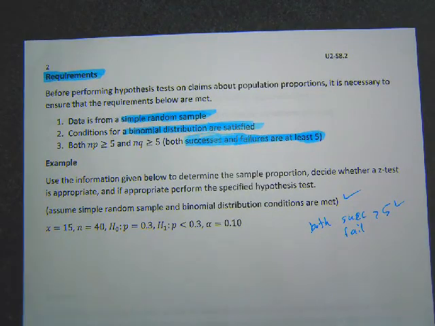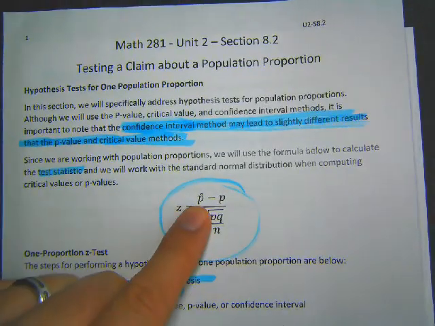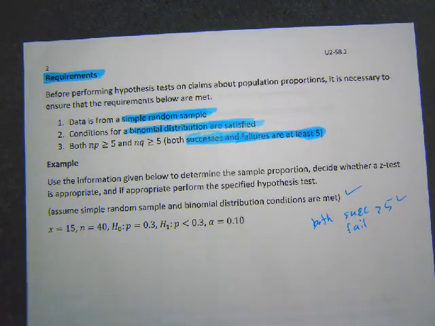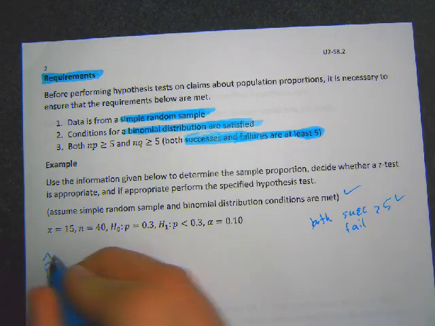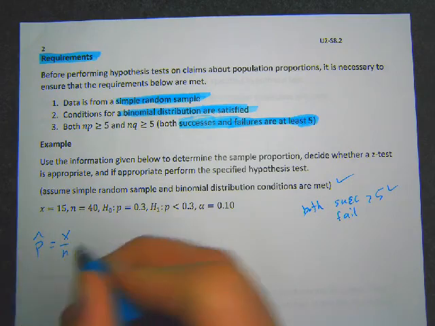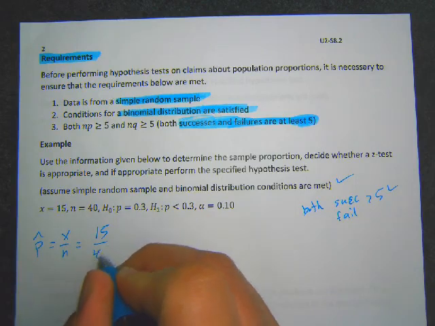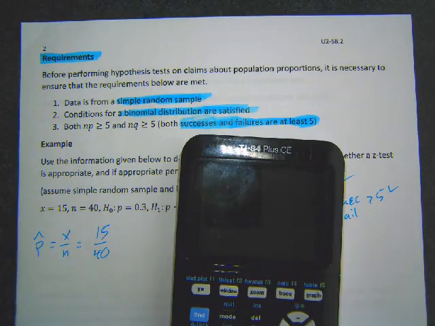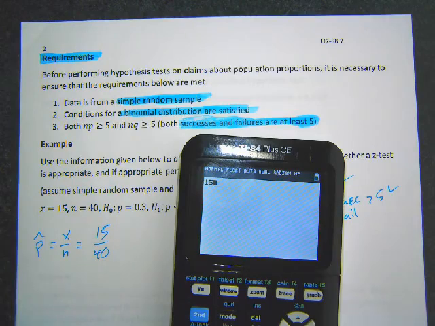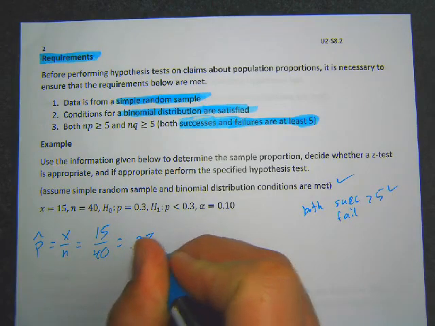Okay, so let's try and do the critical value method first. To do the critical value, we need to find the test statistic. Remember, our test statistic formula is this. We need to know p hat before we can find the test statistic. So first thing we're going to do is find p hat. So p hat, remember, is the probability of success, and you always find that by taking x divided by n. So we're going to take the number of successes divided by the number of samples. So I get 15 over 40. That's going to be my percentage of success for the sample. So 15 divided by 40, which is 0.375.